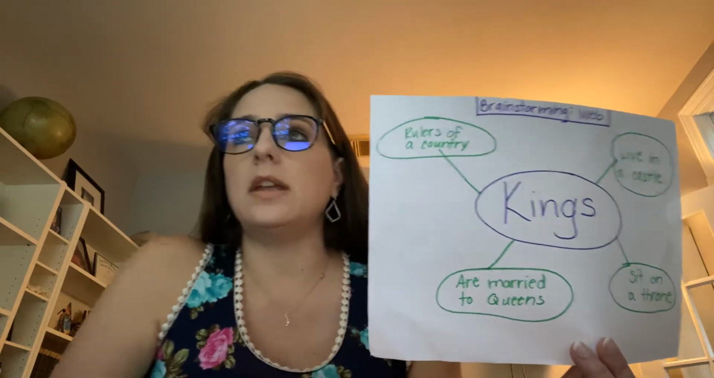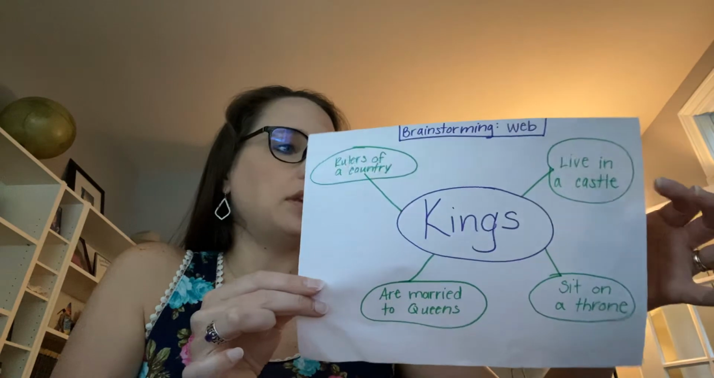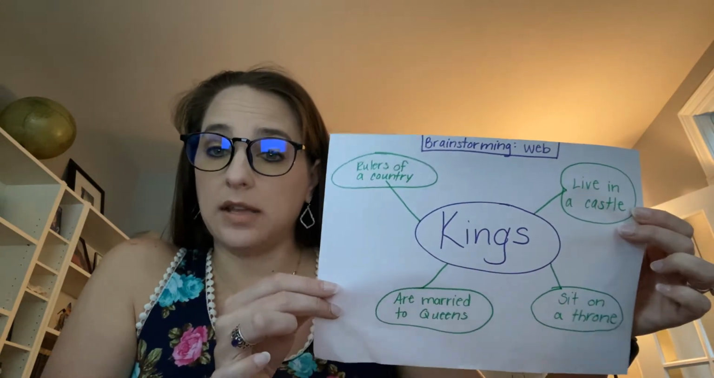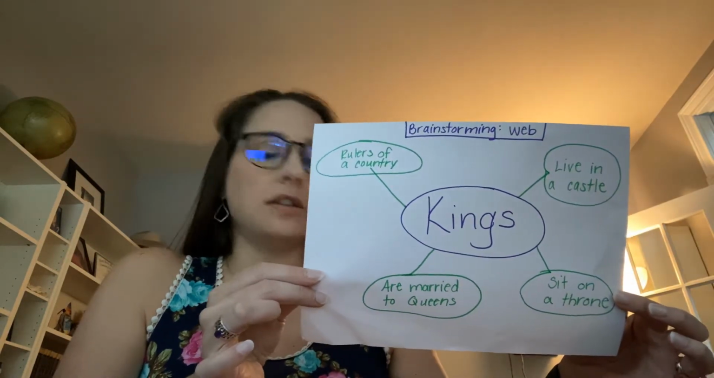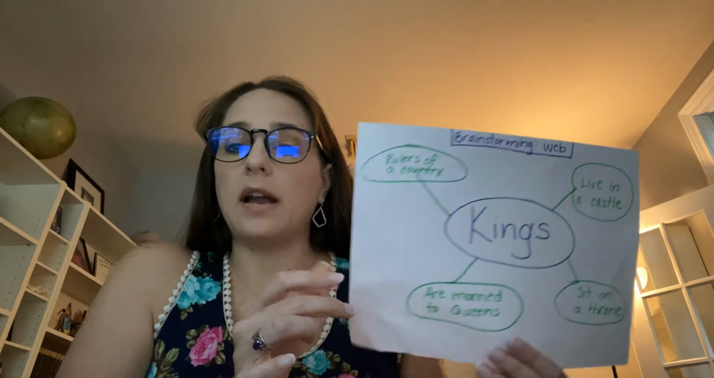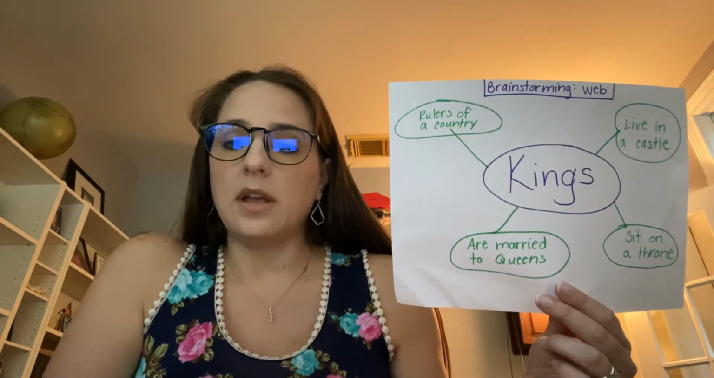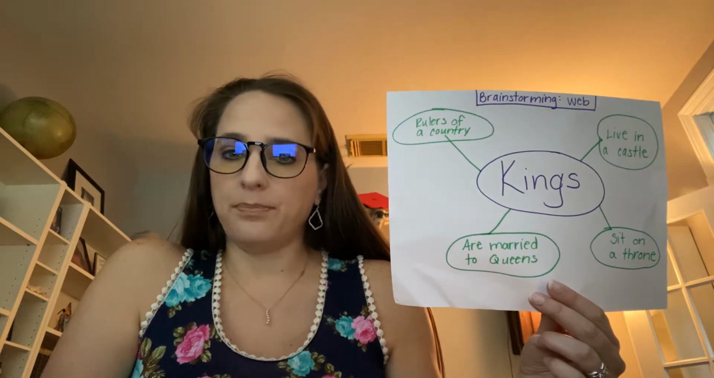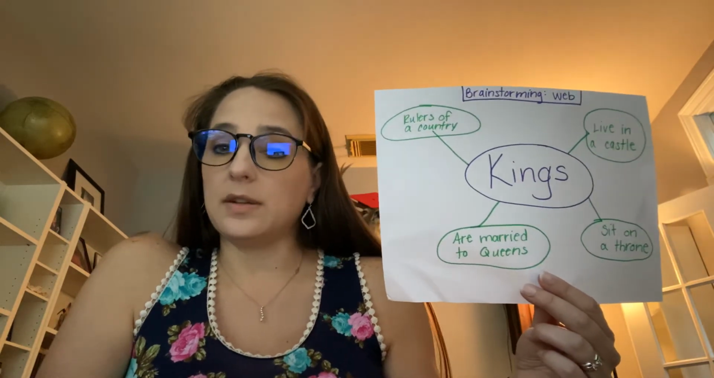Okay, so most kings are married to queens. And then this one up here, I said live in a castle because a lot of kings do live in a castle. And then right here, sit on a throne. So a lot of kings still to this day sit on thrones. Like you might watch some movies that have kings in them, and a lot of them are sitting on a throne, and they still do that.